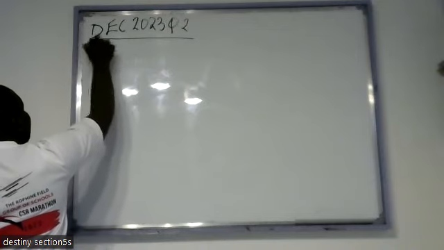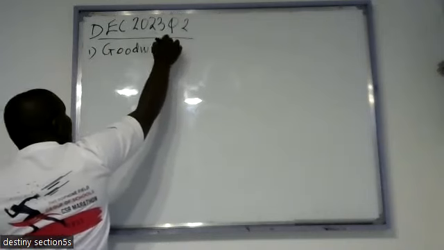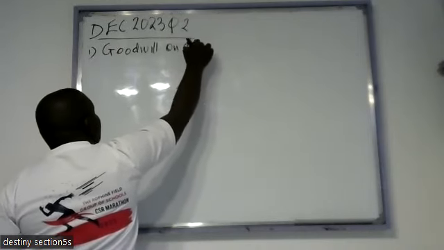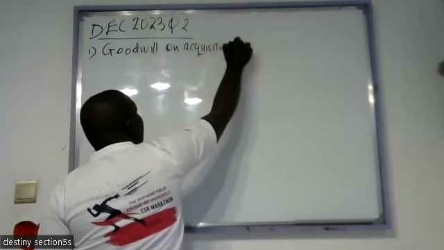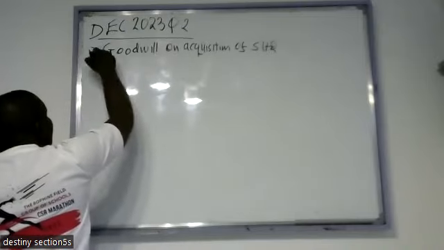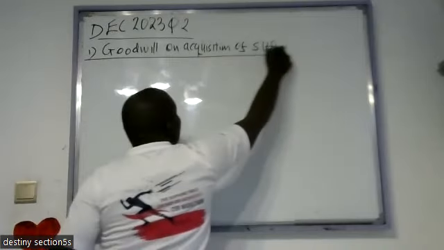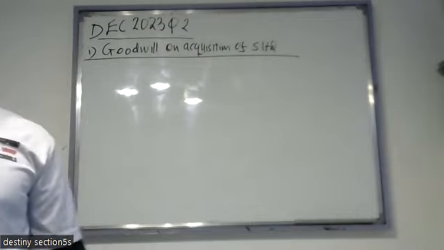So this is Roman 1. Goodwill on acquisition of S Limited.